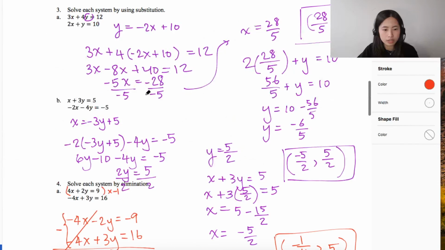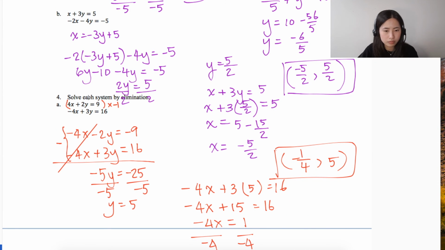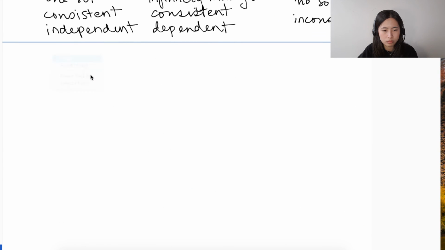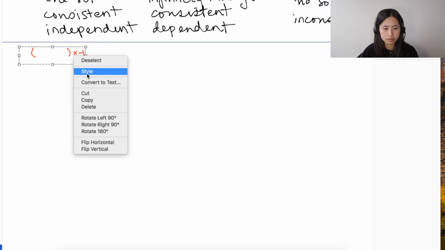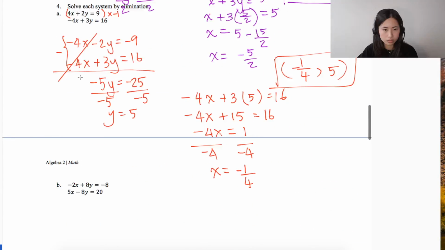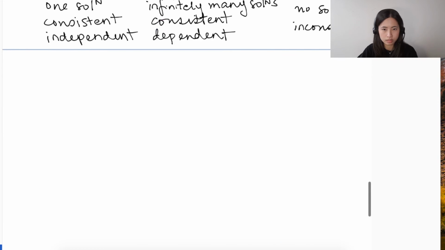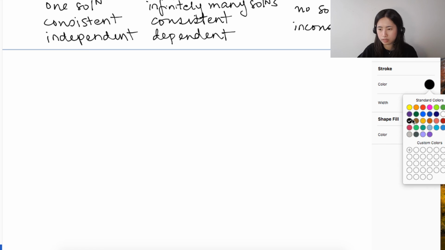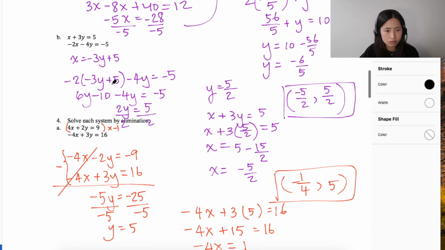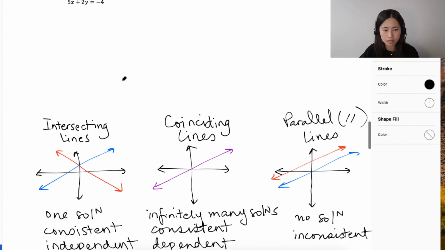okay, let me just copy this question again. Okay, so this is 4x plus 2y is equal to 9. So the question is 4x plus 2y is equal to 9, and negative 4x plus 3y is equal to 16.